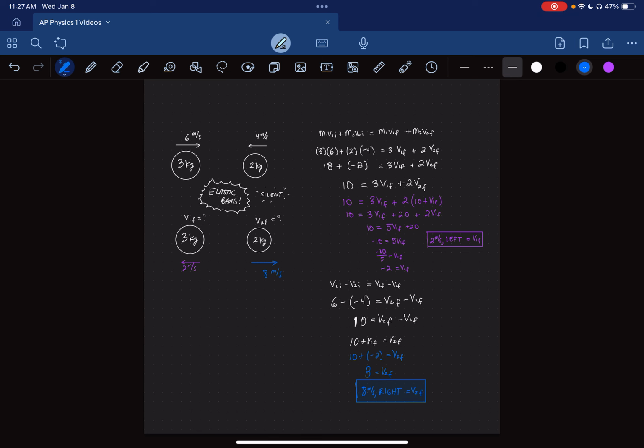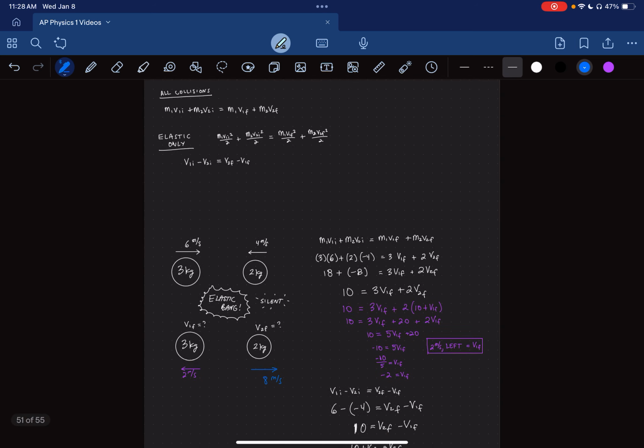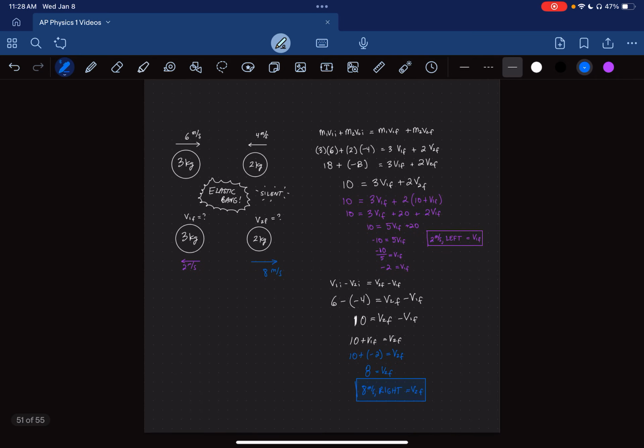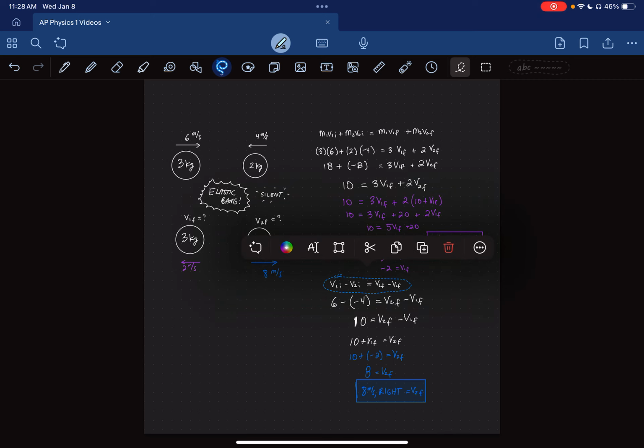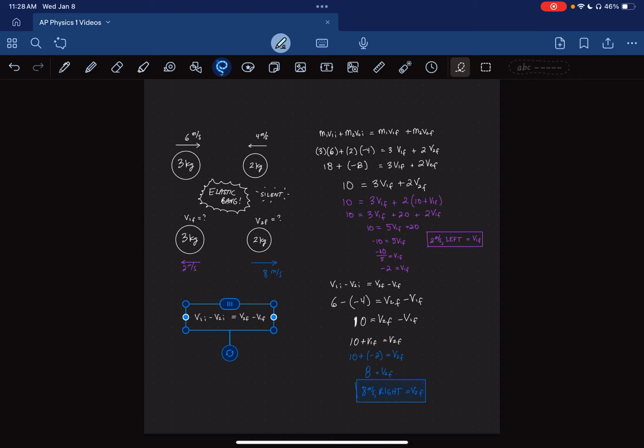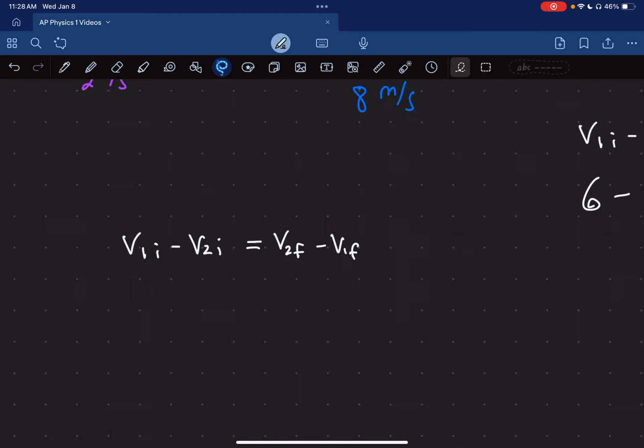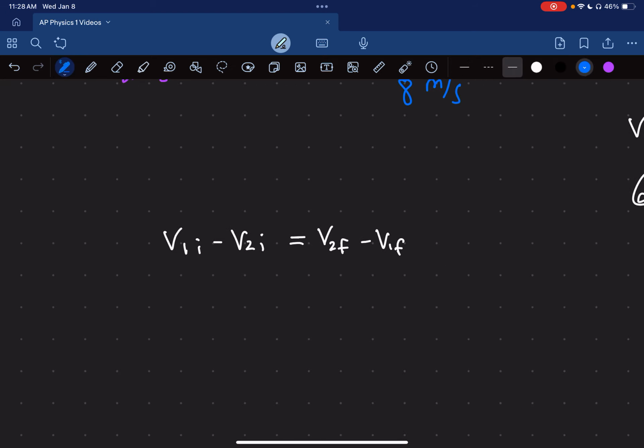There we go. So you can do this again and use this equation only during an elastic collision if you know it's elastic. Cool. I think that's it for this one. I will just show, though, the meaning of this equation, which I think is really cool. There is a meaning behind this equation.